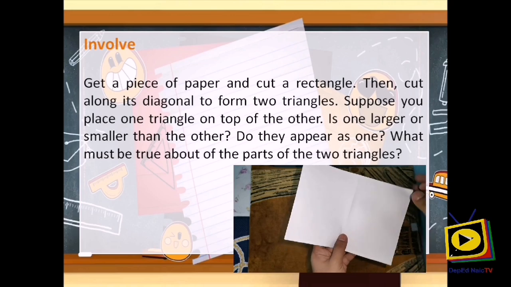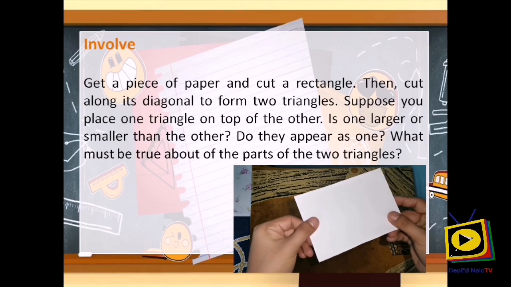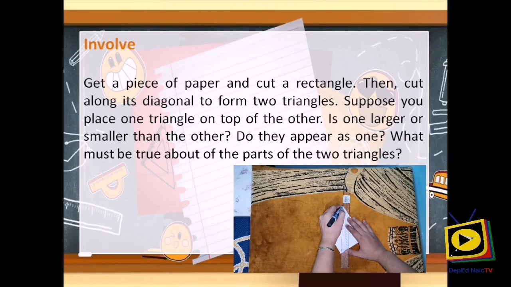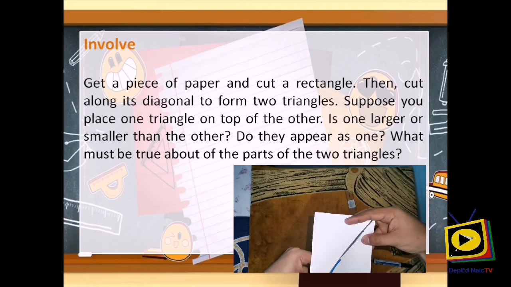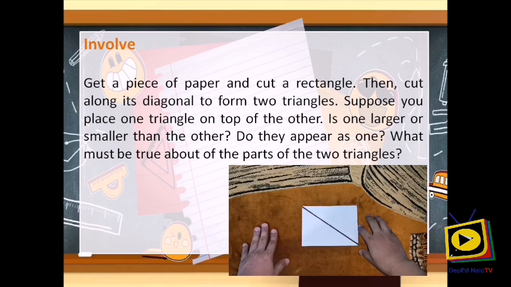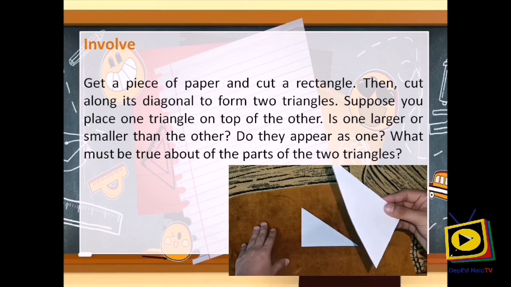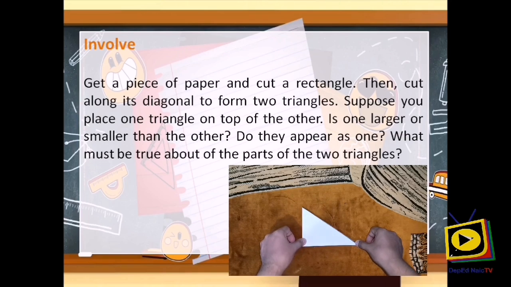Get a piece of paper and cut a rectangle. Then, cut along its diagonal to form two triangles. Suppose you place one triangle on top of the other. Is one larger or smaller than the other? Do they appear as one? What must be true about the parts of the two triangles? So I'm going to place one triangle on the top of the other. Thus, I must say that the two triangles are congruent because they appear as one.